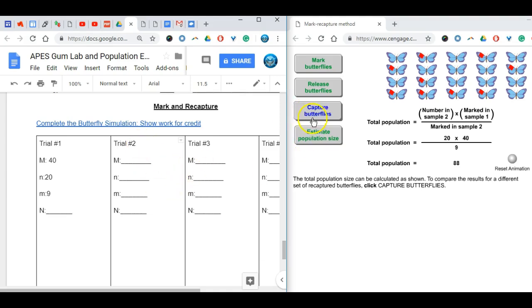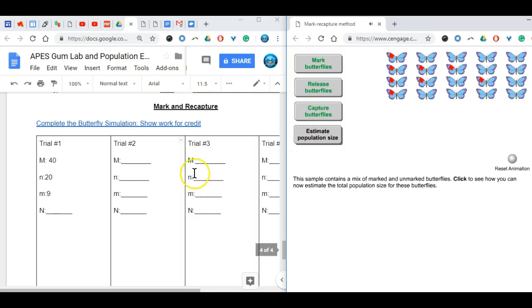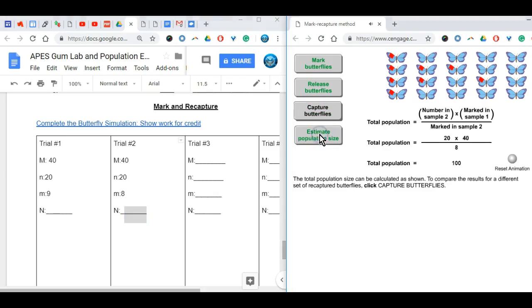Then you just recapture and set, and run the same thing. How many did you originally capture? 40. How many are in this sample? Well, 20. How many of them are marked? 4, 5, 6, 7, 8. In this case, it's 8. Please don't use my numbers. Like I said, you will generate different numbers. Then calculate the population size. Again, if you're unsure, click here and you should get 100. So right here, you would enter 100.